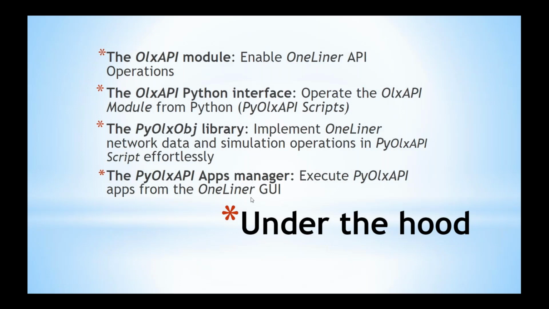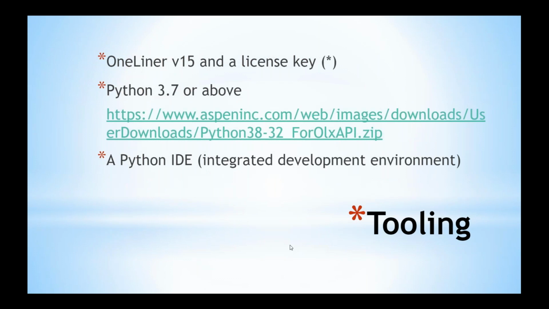Okay, so I'll go to the next item here, which is what kind of tool you need to have in order to run an OlxAPI Python script. First of all, you need to be able to run ASPEN OneLiner on your computer. That's the first thing. You have to be able to.